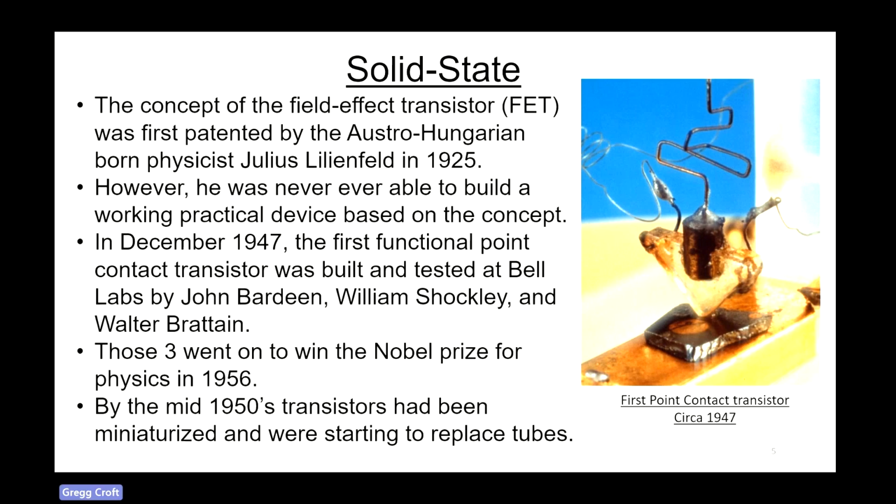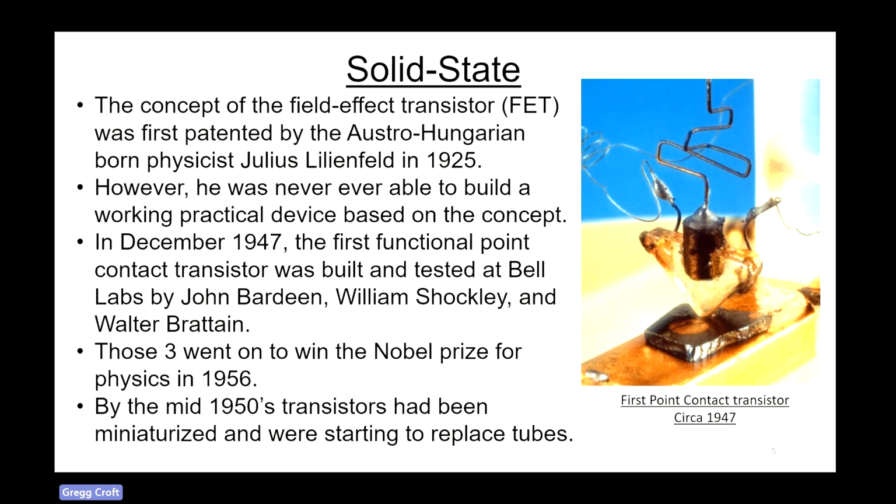So the concept of a field effect transistor was first patented by Austro-Hungarian-born physicist Julius Lilienfeld in 1925. I think that patent was actually in Canada. However, he was never able to build a working practical device based on that concept. However, in December of 1947, the first functional point contact transistor was built and tested at Bell Labs by John Bardeen, William Shockley, and Walter Brattain. And those three went on to win the Nobel Prize for Physics in 1956.